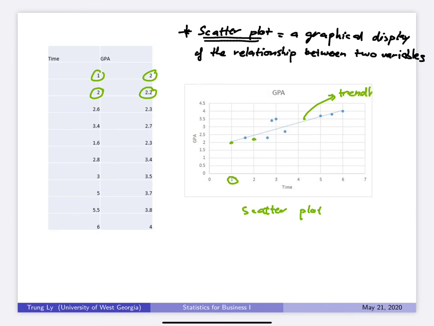The trend line, which is the dotted line here in the graph, is a line that provides an approximation of the relationship. So in this problem, it seems that the more time you spend studying, the higher your GPA is, and so the relationship between these two variables is positive. Later in the course, but more likely next semester, you're going to learn how to estimate the equation of this trend line.